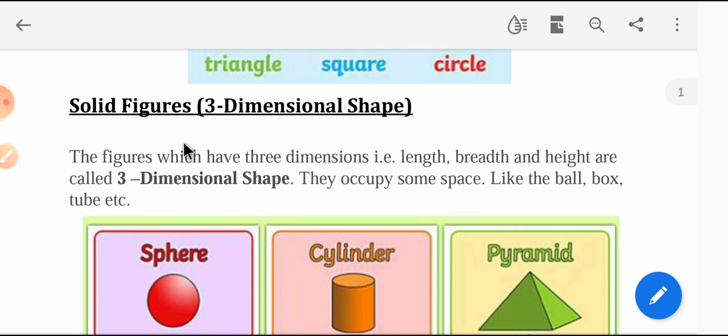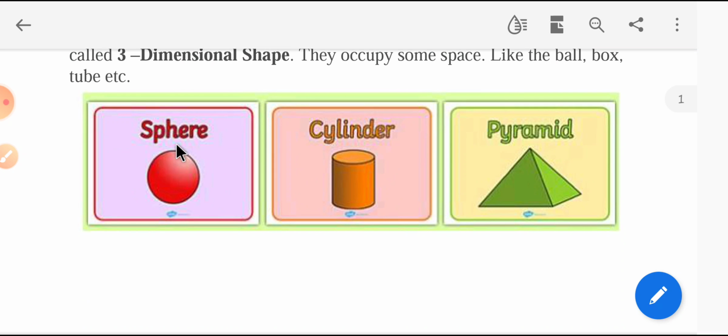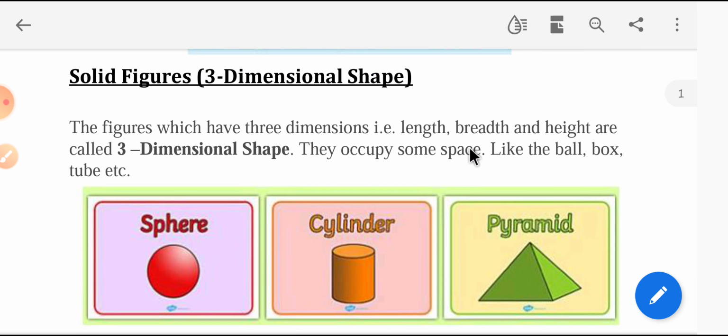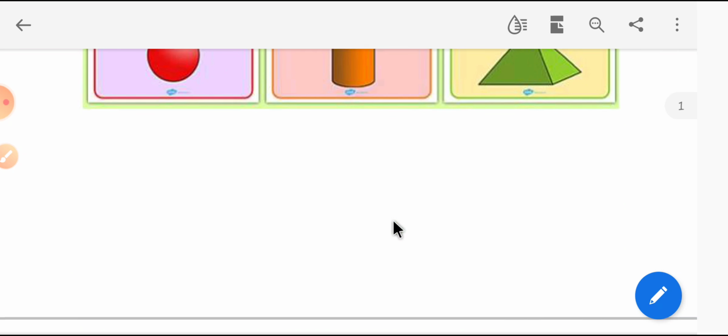surface. Then three dimension, the figures which have three dimensions. Dimension means length, breadth and height. So this type of shapes are known as three-dimensional shapes, and they occupy some space like ball, box, tube. So you can see sphere, here cylinder, pyramid. These are three-dimensional shapes which are having length, breadth and height, and that are not easy to draw easily on that flat surface, and they occupy some space.